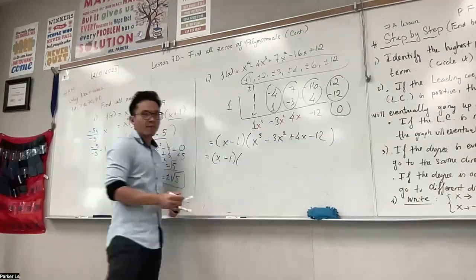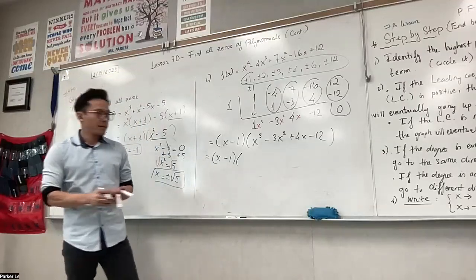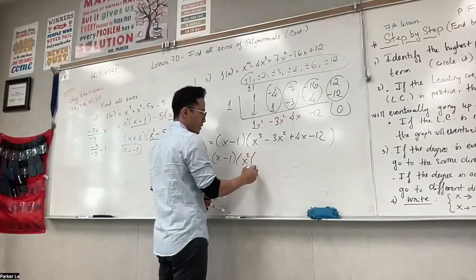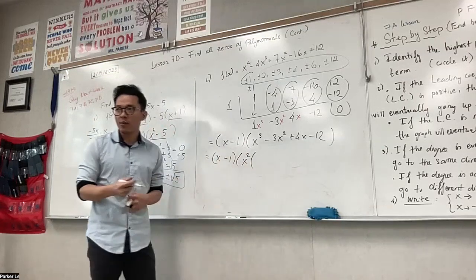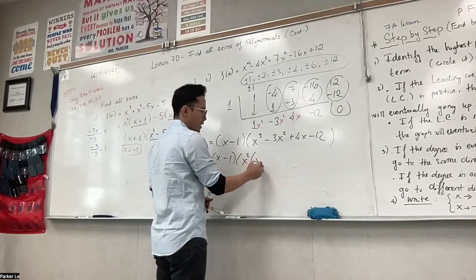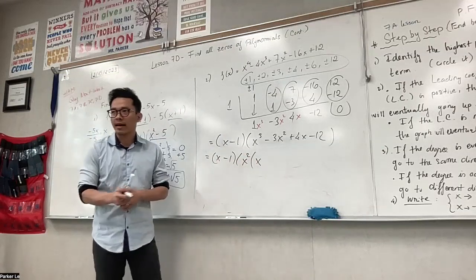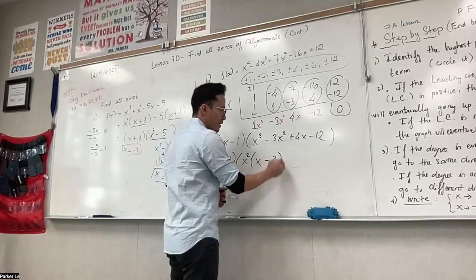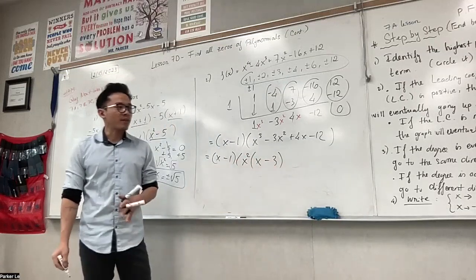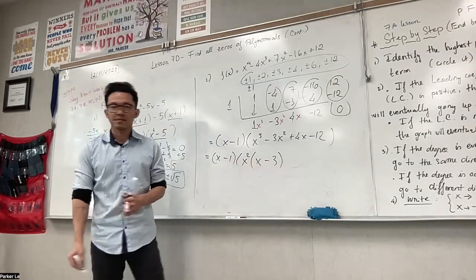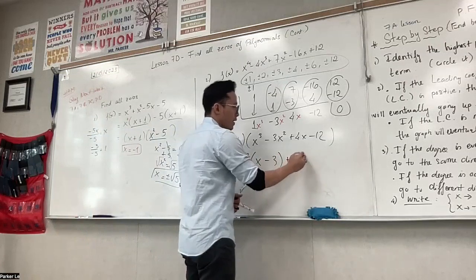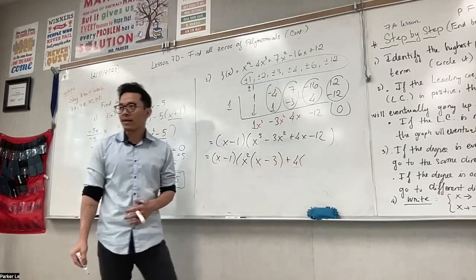What is the GCF for the first 2? X squared. So x cubed, you took out x squared, what do you have? All right. -3x squared, you took out x squared, what do you have? -3, very good. What is the GCF for the 4x minus 12? 4. 4x, you took out 4, what do you have left?